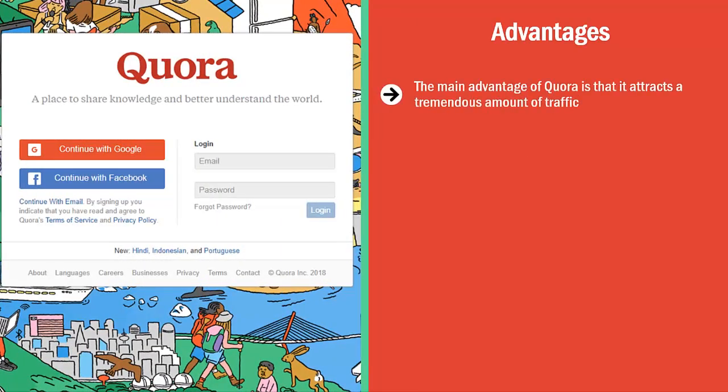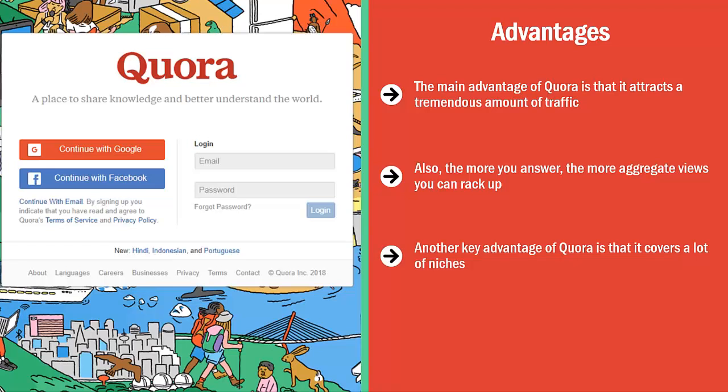Advantages. The main advantage of Quora is that it attracts a tremendous amount of traffic. You'd be surprised as to how many views your answers could get. Also, the more you answer, the more aggregate views you can rack up. Sure, each answer might not get that many views, but if you post a ton of answers on Quora, those views do add up. Most importantly, once you post an answer on Quora and it doesn't get taken down, you can potentially get traffic from the answers you have written a long time ago for a long time.